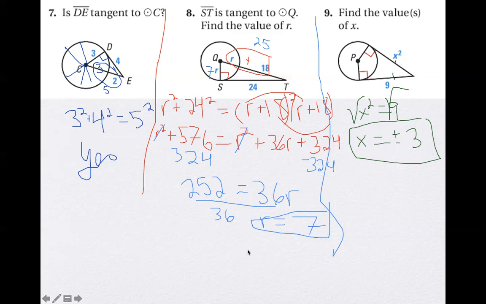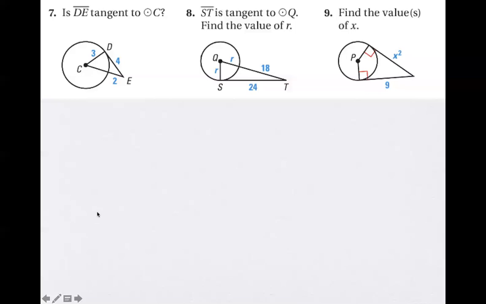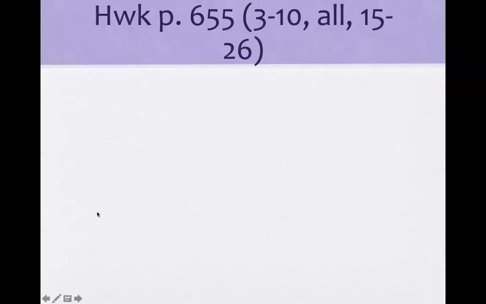All right, I'm going to clear this screen. And we've come to the conclusion. Your homework, page 655, 3 through 10 all, and 15 through 26 all. It's all in both cases because these are really good examples and I want you to master it. So 3 through 10 is vocab, 15 through 26 is more of the algebra math problems.